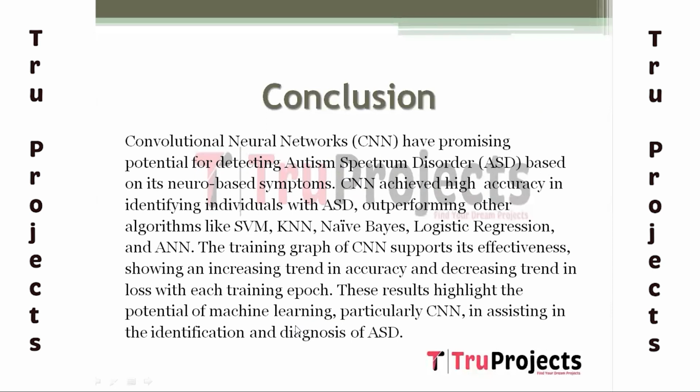Conclusion. The machine learning algorithm, specifically the convolutional neural network, showed the potential for detecting autism spectrum disorder based on neuro-based symptoms. CNN achieved high accuracy among all the models. This indicates CNN can effectively differentiate between autism spectrum disorder and non-autism spectrum cases. In comparison, other algorithms such as SVM, KNN, naive Bayes, logistic regression, and artificial neural network also performed reasonably, with high accuracy rates but varying levels of misclassification.